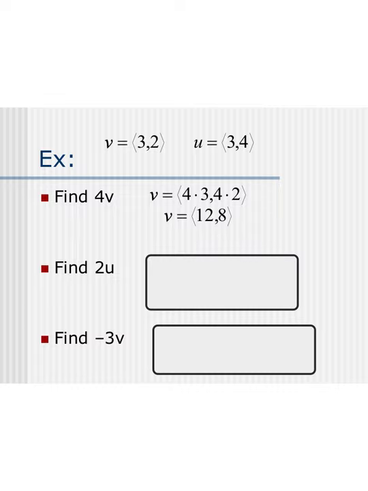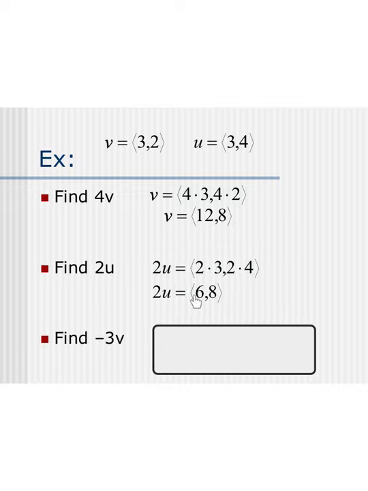If I wanted to do 2 times u, again, I take that scalar of 2 and multiply by both components of u. And when I double both components, I end up getting 6 and 8. And then lastly, for -3v, again, we're going to multiply by this scalar of -3.